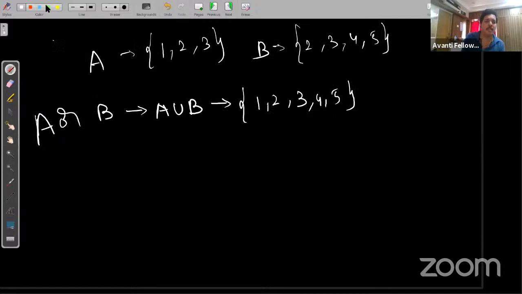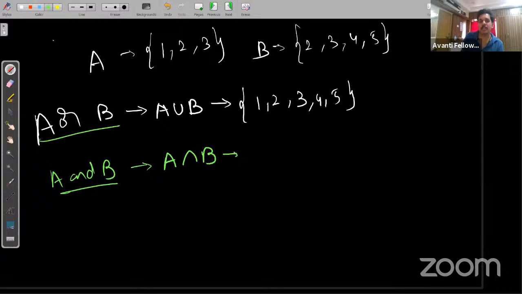And guys, please tell me what is A and B? A and B means A intersection B, right? What is A intersection B? It means the common elements. What are the common elements in both event A and B? It is 2, 3. Guys, clear?